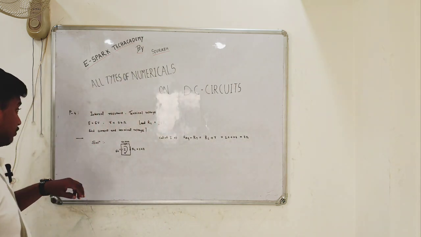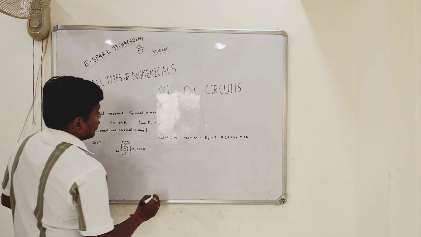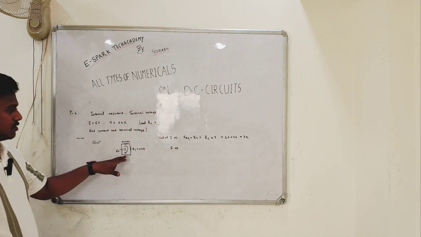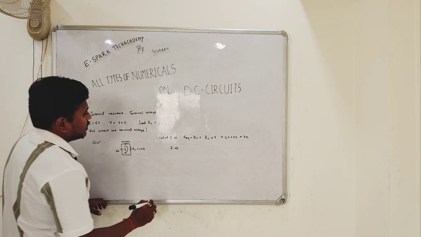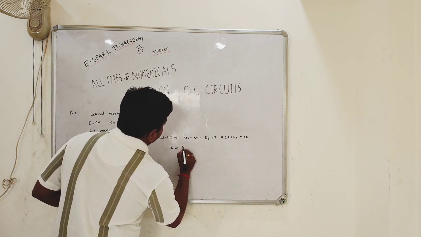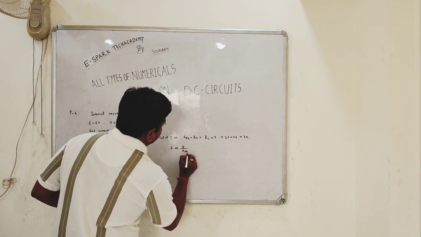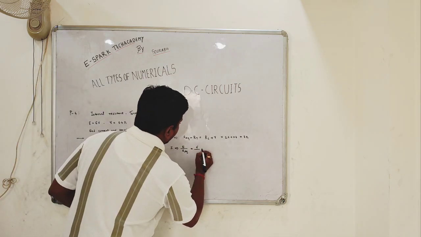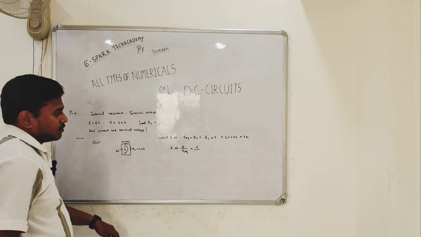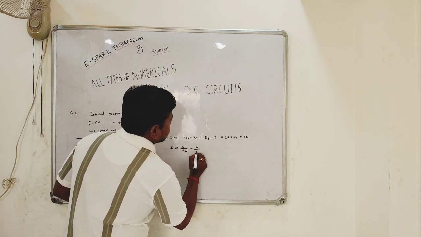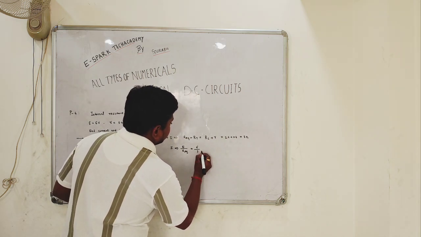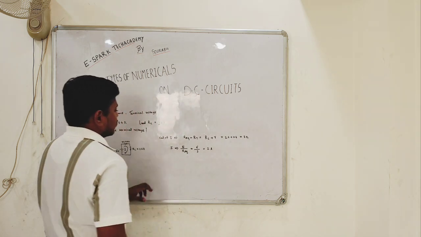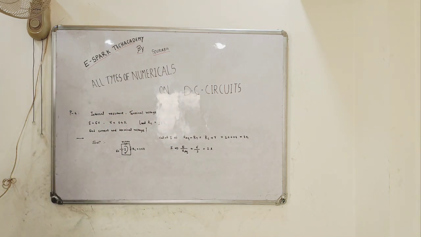Now we have to calculate I, as this is a series circuit itself. Now we will take I is equal to E divided by R equivalent. The E is already given as 6 volt. The R equivalent, just now we have calculated it as 3. The answer will be 2 ampere. The current has been calculated.